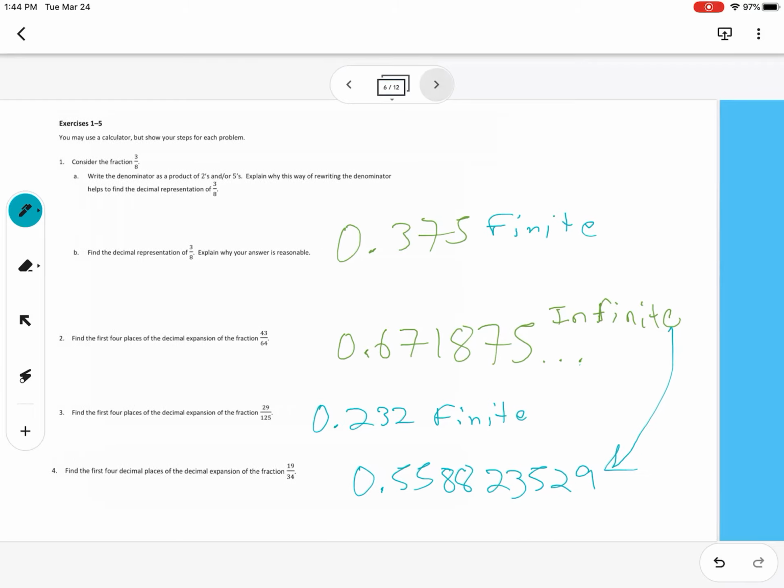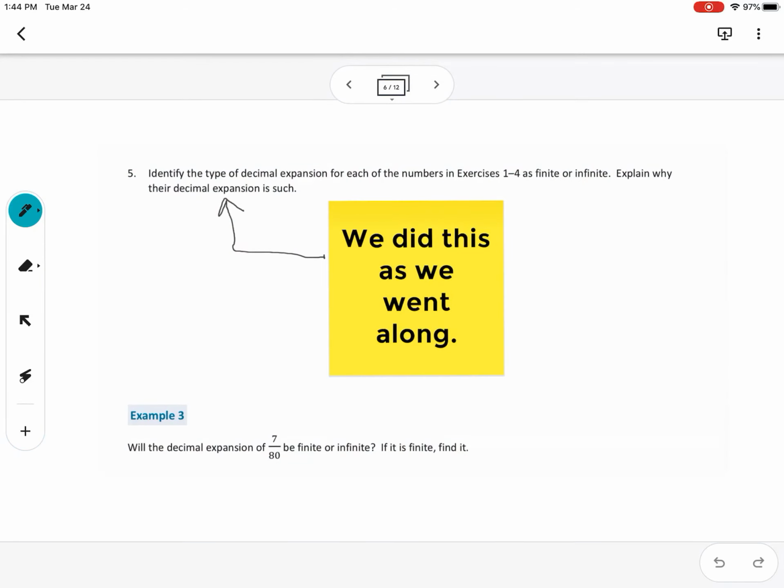All right. So for number 5 here, it asks us to label it either infinite or finite. We kind of did that as we went along. What I will ask you to do is go ahead and do the example 3 on the bottom, go to the next page, do all the exercises, and we will check our answers here in a moment. Go ahead and hit pause.